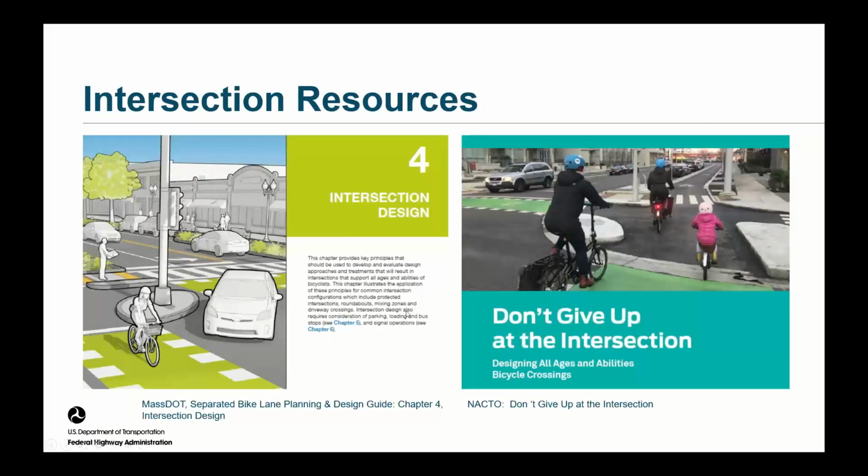Lastly, there are some other resources. I mentioned that we noted several of the FHWA resources, along with the MassDOT separated bike lane design guide, as well as the recent NACTO's Don't Give Up at the Intersection. All of those are fantastic resources to be using and to be looking to for your individual communities, and to think about bikeway selection at intersections specifically, and how bikeways can move through those intersections to overcome some of the barriers or the challenges that may have faced us in the past.